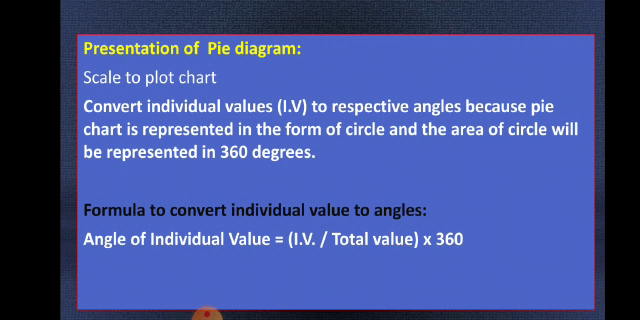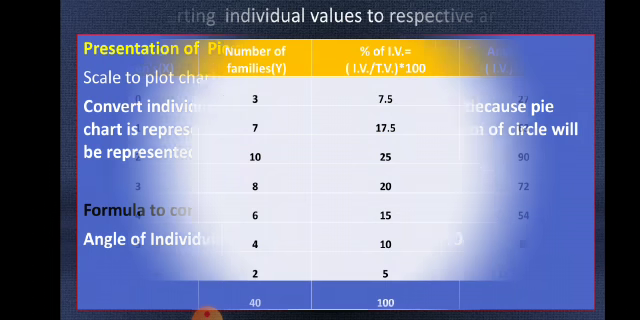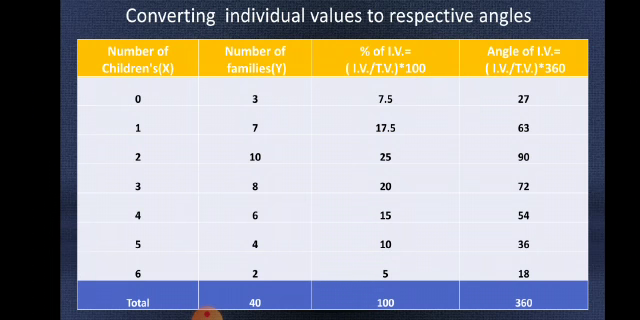How can that be done? We have a formula. See the formula: angle of an individual value is equal to the individual value divided by the total value, multiplied by 360 degrees. I did the calculation for the same data in the next slide. Let us go and see how all the values will be converted.